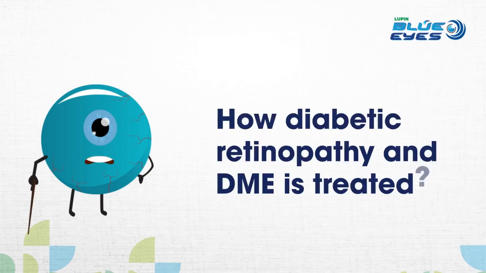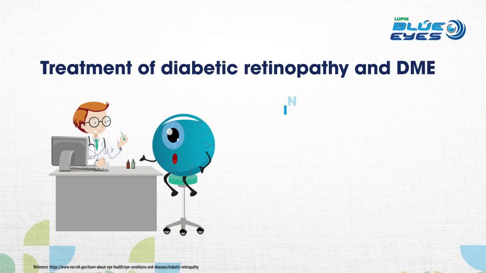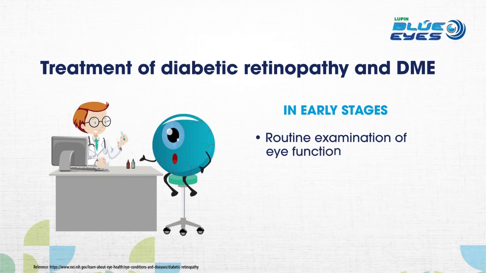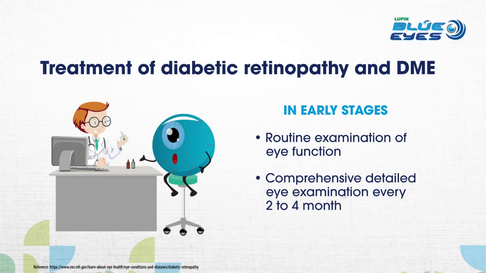How are diabetic retinopathy and DME treated? In the early stages of diabetic retinopathy, your eye doctor will probably just keep track of how your eyes are doing. Some people with diabetic retinopathy may need a comprehensive dilated eye exam as often as every 2 to 4 months.